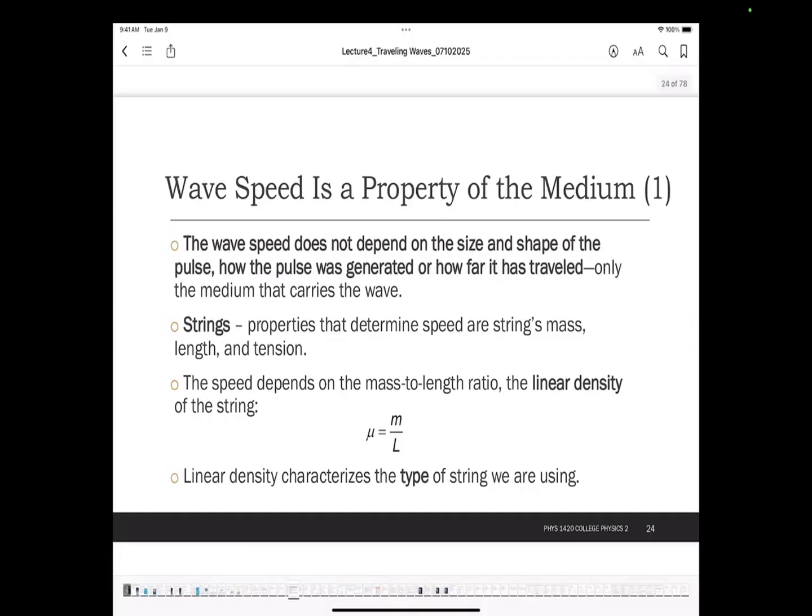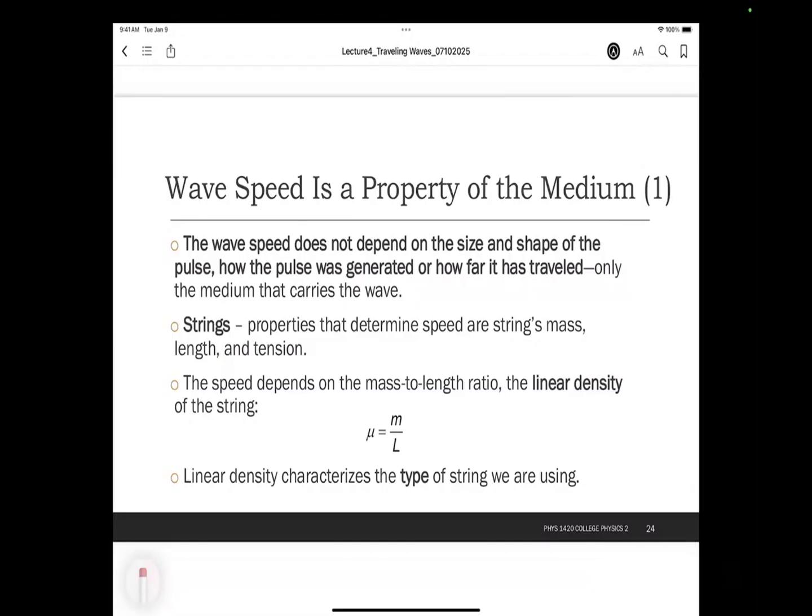It's like a different thing. I give the energy to this medium, and this medium moves in a waveform. Does it make sense to you? Yeah. For strings, the properties that determine speed are the string's mass, length, and tension. The wave speed depends on the mass to length ratio, the linear density of the string.